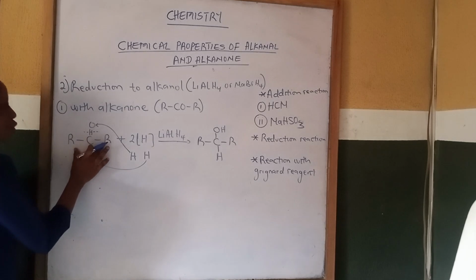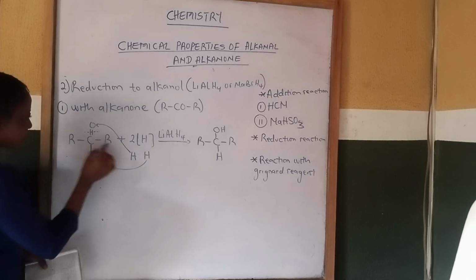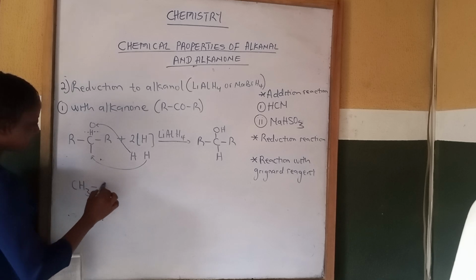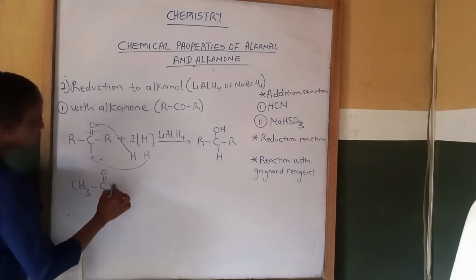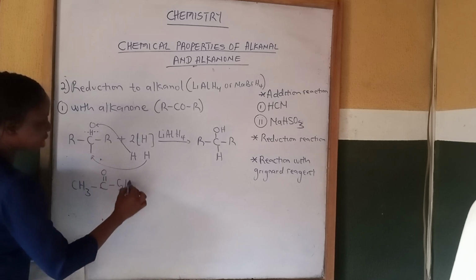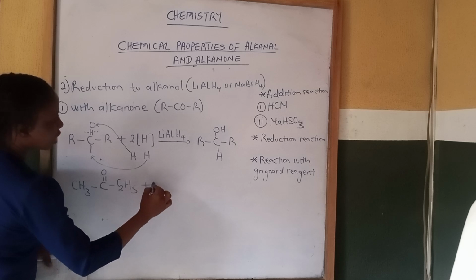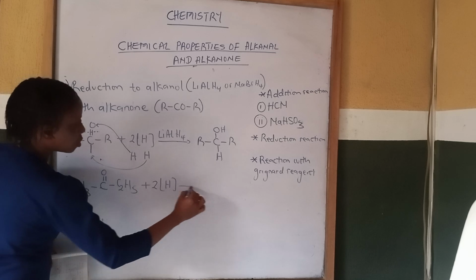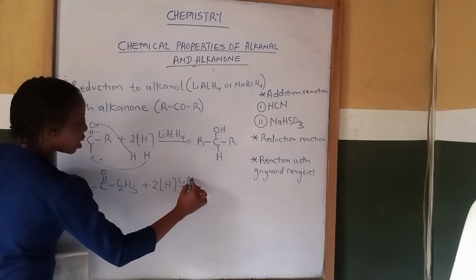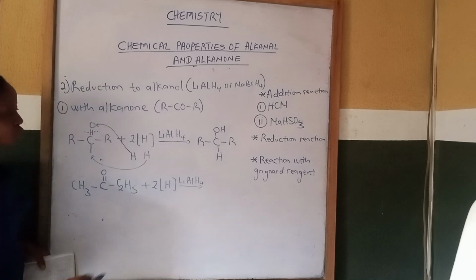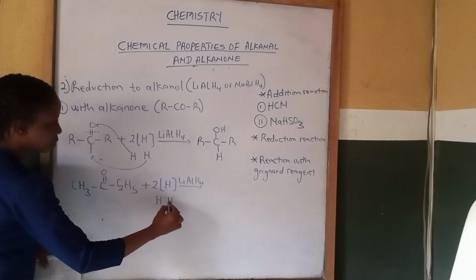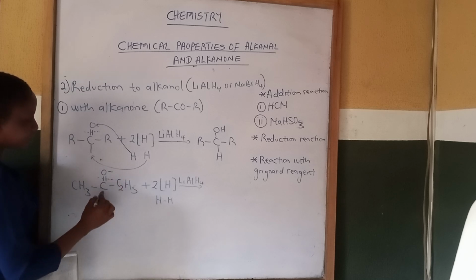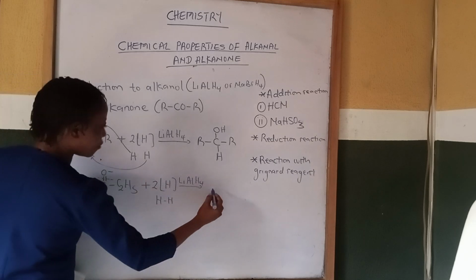So let's take an example of a known alkanone. So we replace this R with an alkyl group, CH3, C double bond O. Then I'm going to use another alkyl group, let me use C2H5. Then plus hydrogen from our reducing agent, in the presence of lithium aluminum tetrahydride. So the hydrogen will split into two. The double bond will break, then this oxygen will be negative, then one of the bonds will come down.